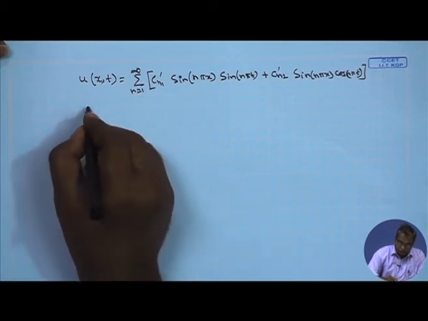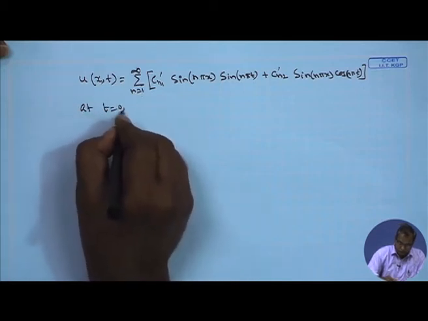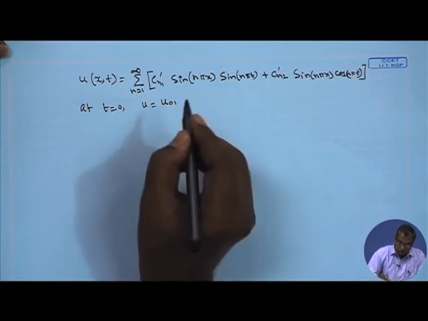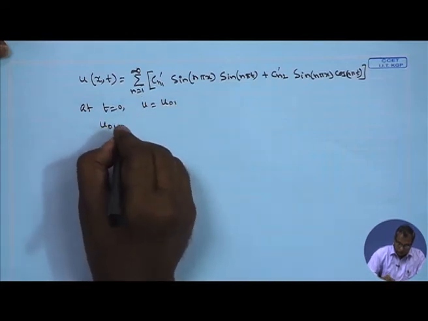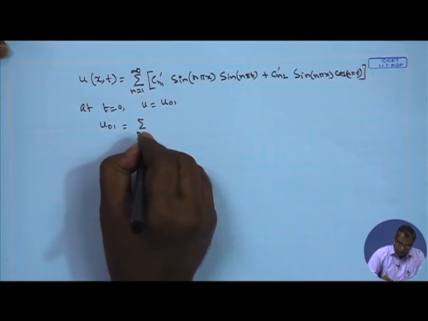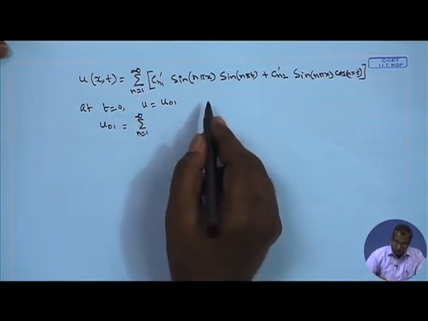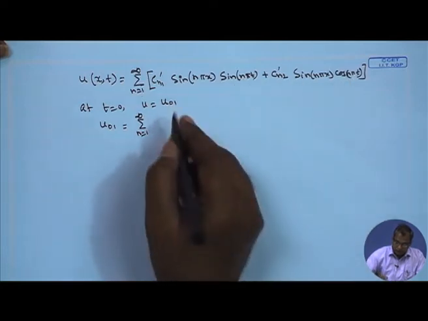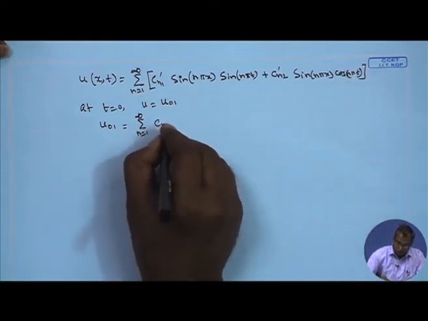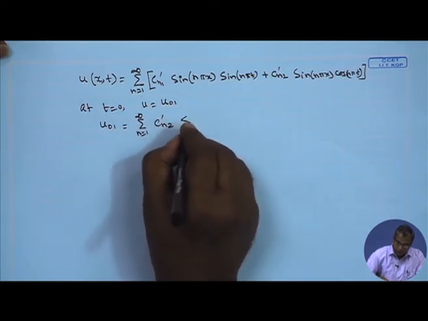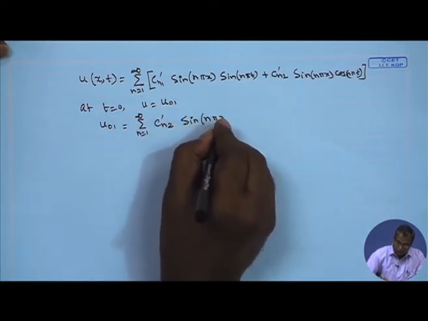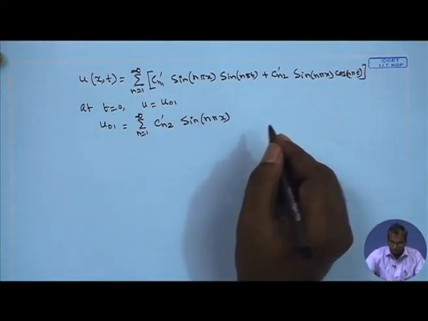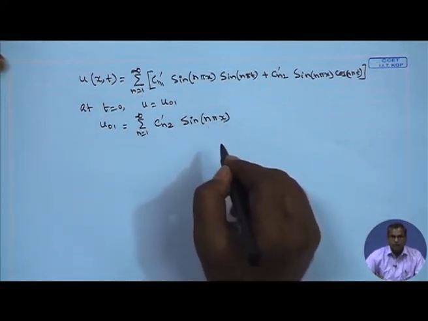Now, we utilize the two initial conditions. At t is equal to 0, u is equal to u01. So, therefore, we write u01 is equal to the summation n is equal to 1 to infinity. At t is equal to 0, sin 0 is 0 and cos 0 is 1. So, only one term will survive out of these two. So, this will be Cn2 prime sin n pi x. Now, we will be evaluating the constant Cn2 prime by exploiting the orthogonal property of the eigenfunctions.